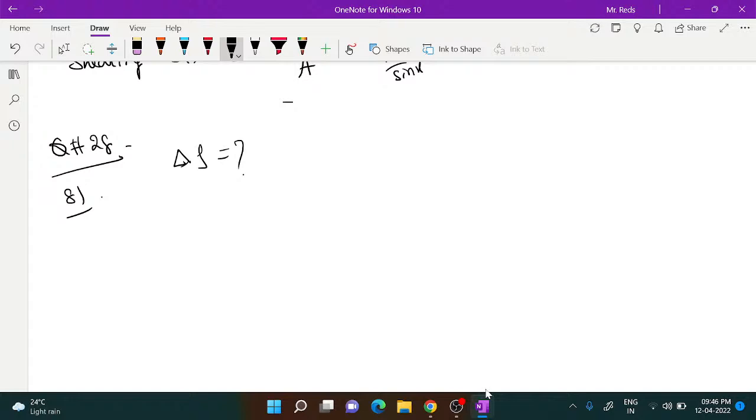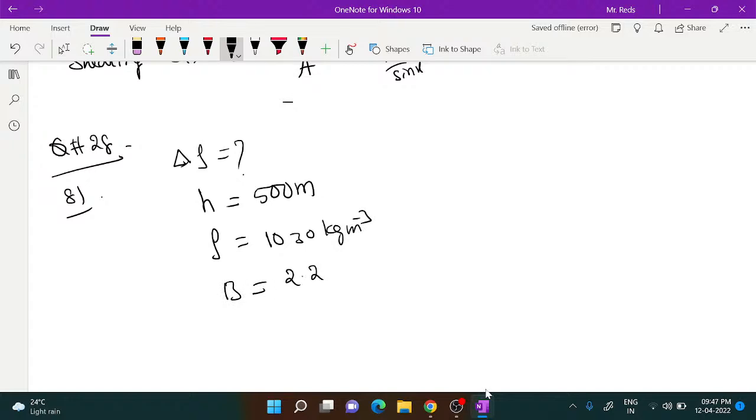in the ocean at a depth, we take it as h equal to 500 meter below the surface. The density of water on the surface, we take it as rho 1. Usually for normal water we take it as 1000 kg per meter cube, but here for sea water it is given as 1030 kg per meter cube, and the bulk modulus of water is 2.2 into 10 to the power 9 Newton per meter square or Pascal. Then what is the change in density?